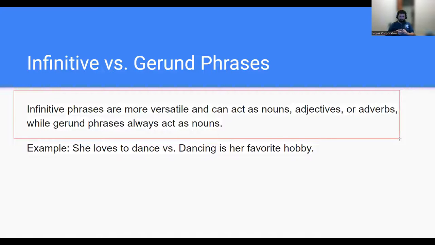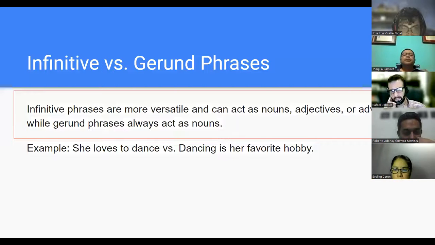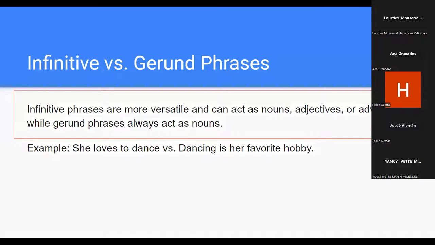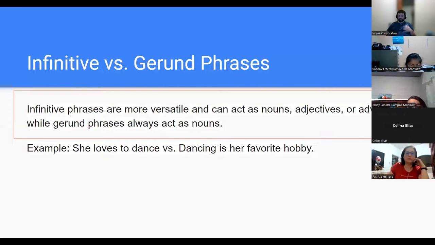You're welcome. All right, guys. So she loves to dance versus dancing is her favorite hobby. The difference is that infinitive phrases can work as nouns, adjectives, or adverbs, but gerund phrases only work as nouns, okay? That is the big difference between them both. All right, very good.